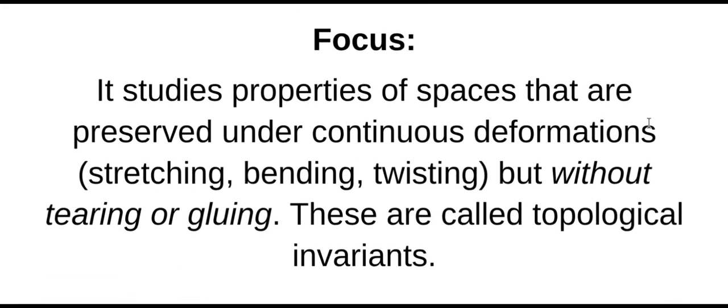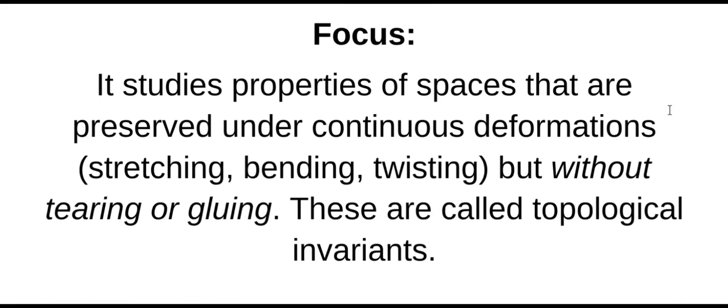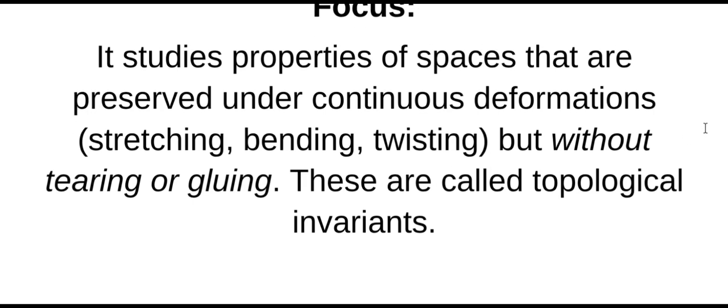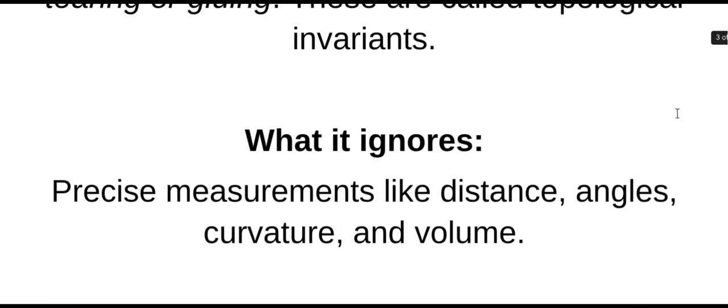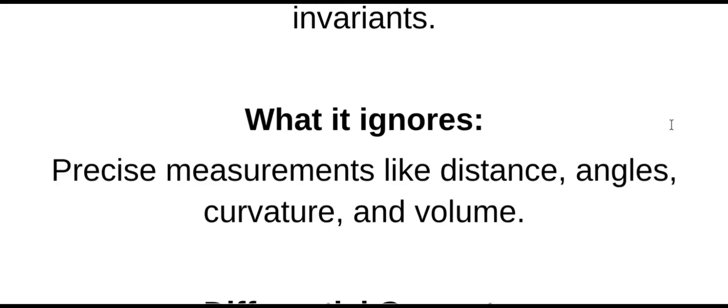What's topology? Topology studies the properties of spaces that are preserved under continuous deformations, stretching, bending, twisting, but without tearing or gluing. These are called topological invariants. Here's something key to me. What does it ignore? Precise measurements like distance, angles, curvatures, and volumes. What is this? Well, that's the metric tensor, which is fundamental to Riemannian geometry. So, wow, no wonder I had them confused.